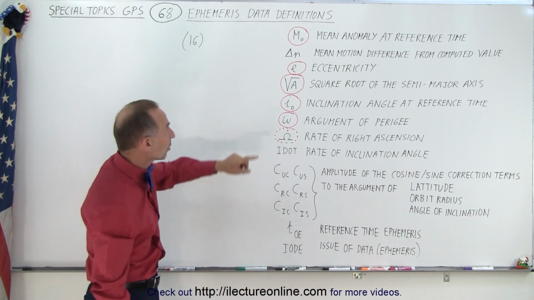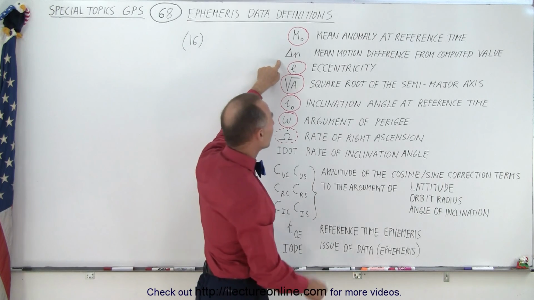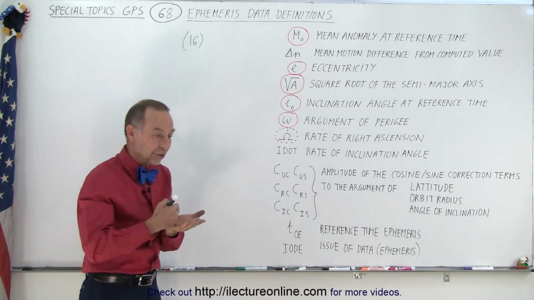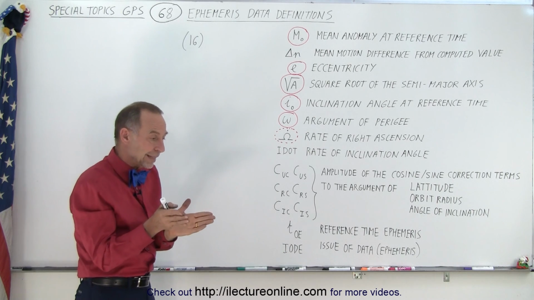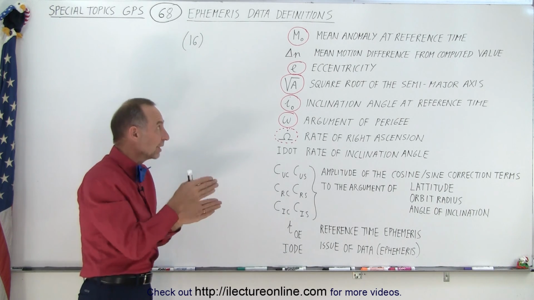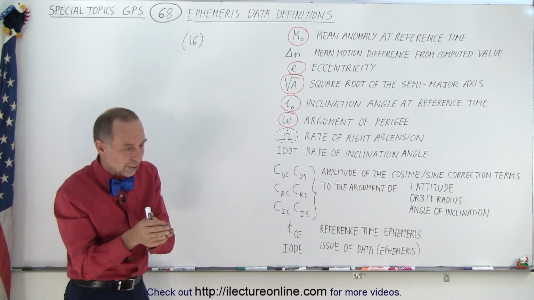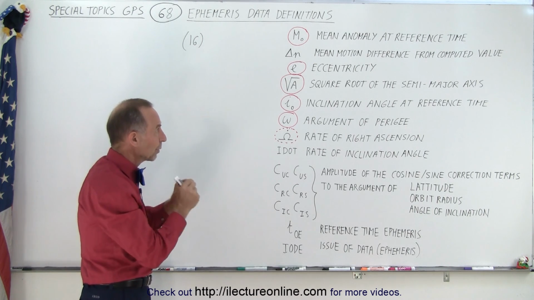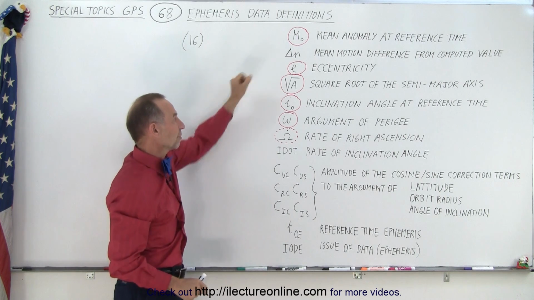In addition to that, they give us what we call the mean motion difference from the computed value. So we have a theoretically computed value, but then we can see that there's going to be some delta, some difference between the calculated motion and the actual mean motion. They give that information as well.